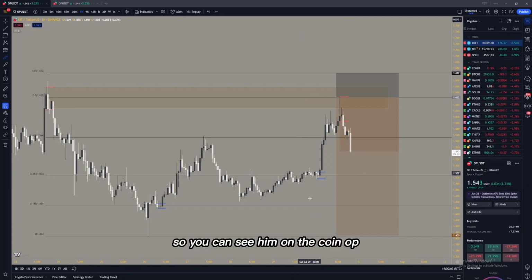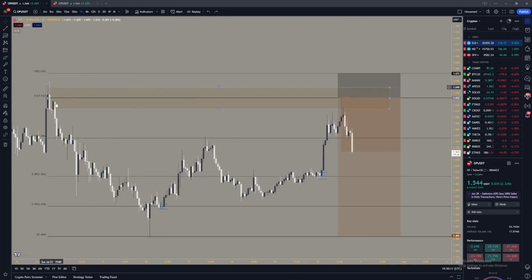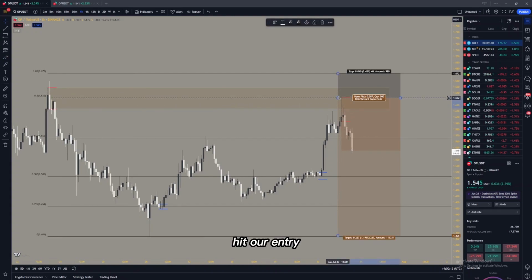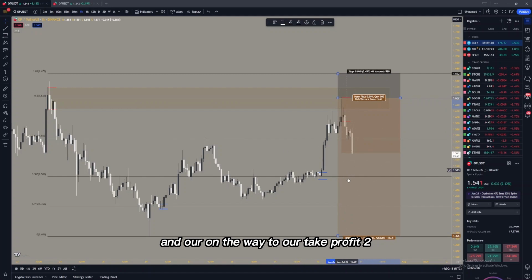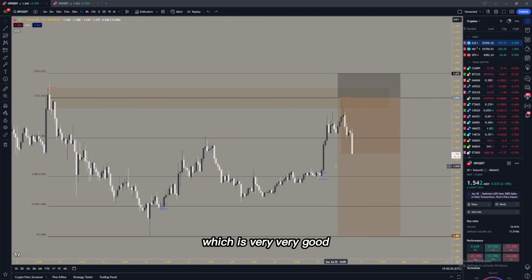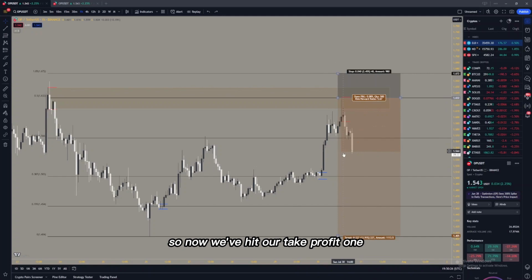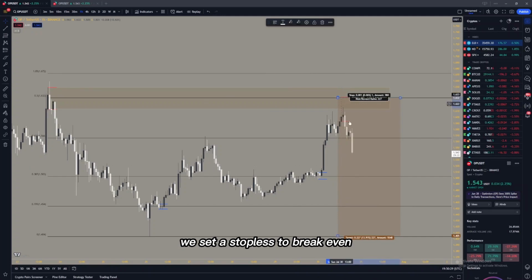So you can see here on the coin OP, we hit our order block, hit our entry, hit our take profit 1, and now are on the way to our take profit 2, which is very, very good. This is a literal live example of the trade playing out. So now we've hit our take profit 1, we set our stop loss to break even, and the trade is riding out in full profits. That is essentially the strategy that I like to use for order blocks.